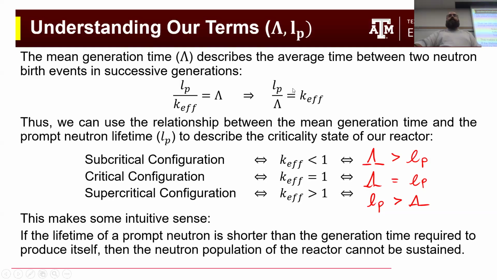And if your prompt lifetime is longer than the mean generation time, it means that those neutrons are surviving in your reactor for longer than it takes for a new generation to be born, which would mean that the population would steadily increase. And the opposite, if your prompt lifetime is less than the mean generation time, then these neutrons are living in the reactor for less time than it takes for them to be born. And that means that over time, your population is going to decrease.